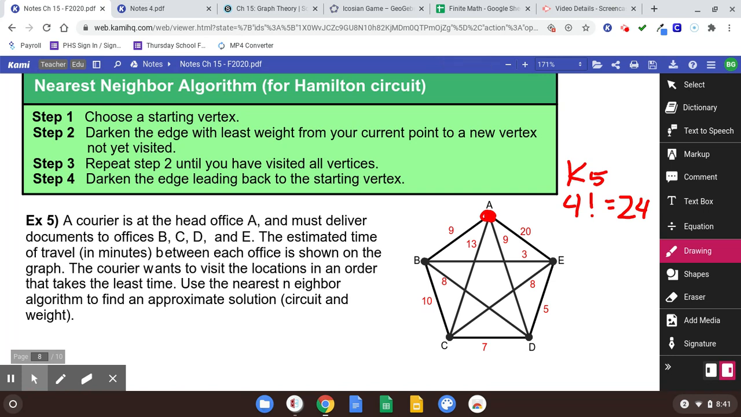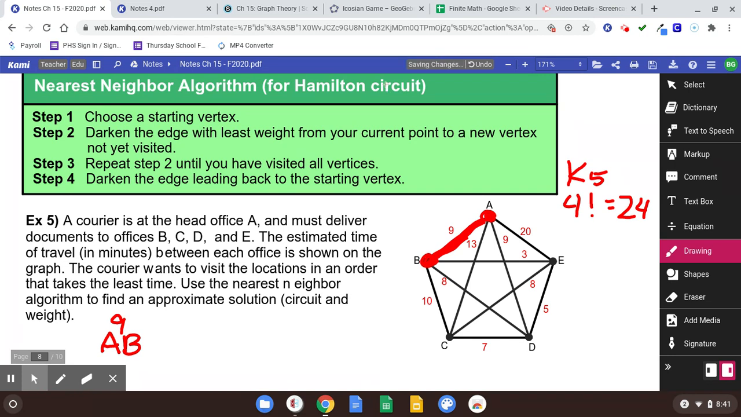Nearest neighbor algorithm says choose a starting vertex. And then step 2, this is the important one, darken the edge with the least weight from your current point to a new vertex not yet visited. So look at A and see how you could choose any of these four right here. So just pick the one with the lowest weight. Now, yes, I realize there's a tie, so just pick one, I suppose. So let's darken this in right here. And so we've got A to B is 9, right? So now we're at B.